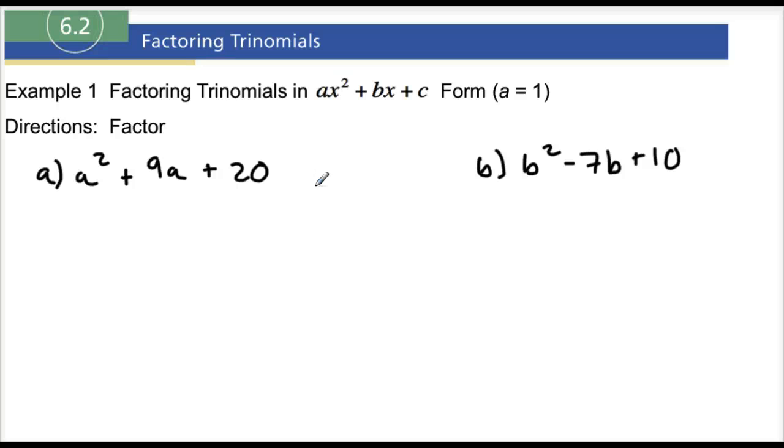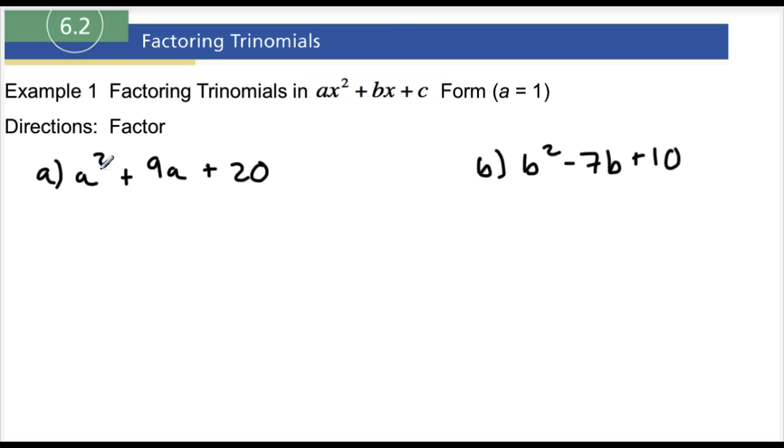Factoring trinomials in the form of ax squared plus bx plus c, where a is 1. Notice that we're only going to be dealing with trinomials that have a leading coefficient of 1. Let's take a look at this, and the process is pretty simple.